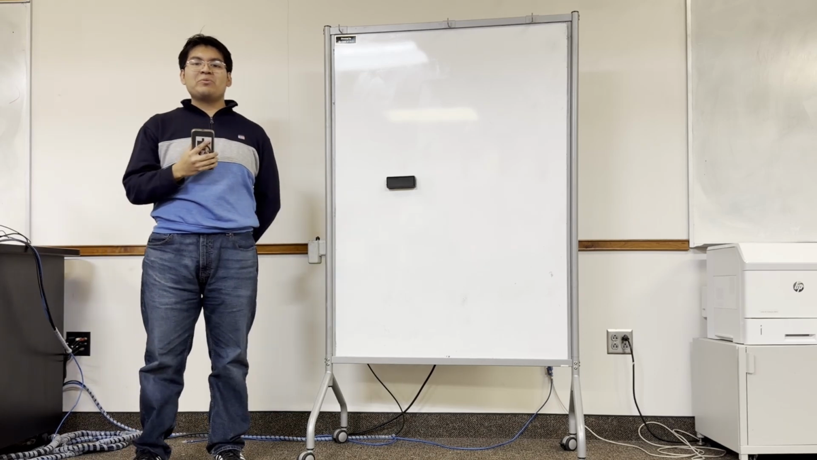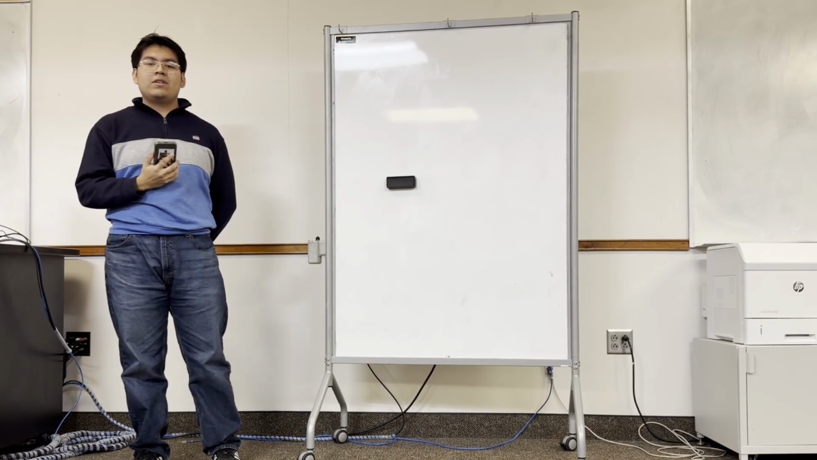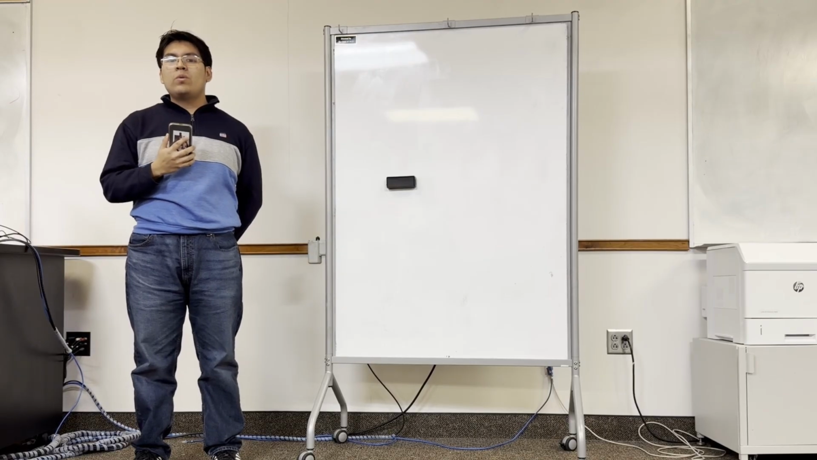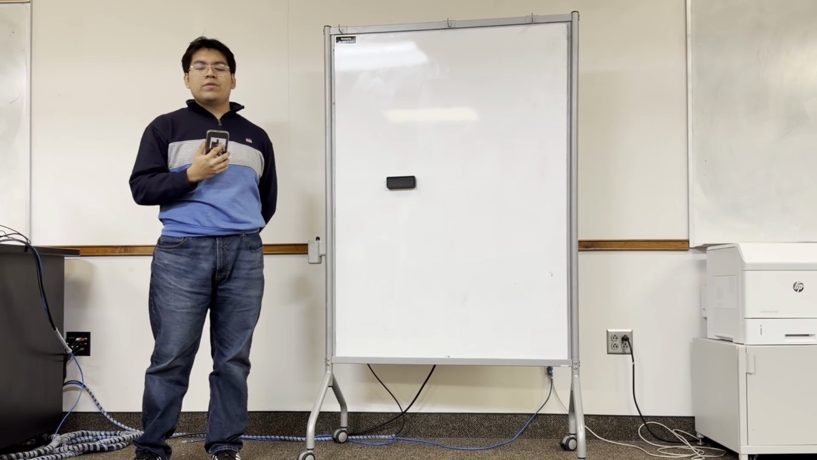Hello, I'm Christian from Group 12, and I'll be going over the first problem of Project 6, where we're looking at the microscopic structure of a gold-silver alloy.